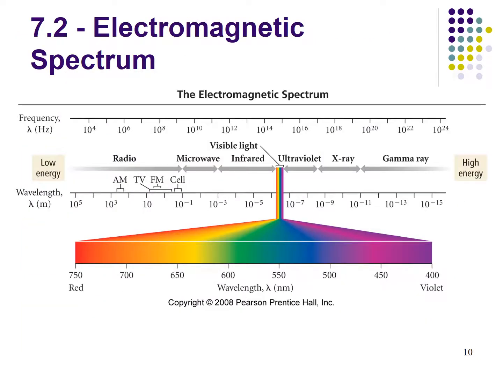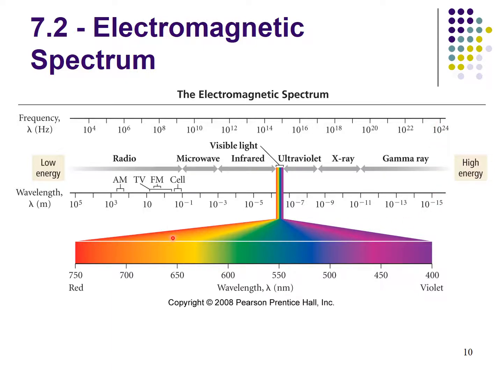Here's the entire electromagnetic spectrum. So there's a lot of information on this. The top label is frequency. The middle label here is wavelength, and then we have energy also. So this is a small frequency, small energy, large wavelength; large frequency, large energy, small wavelength.